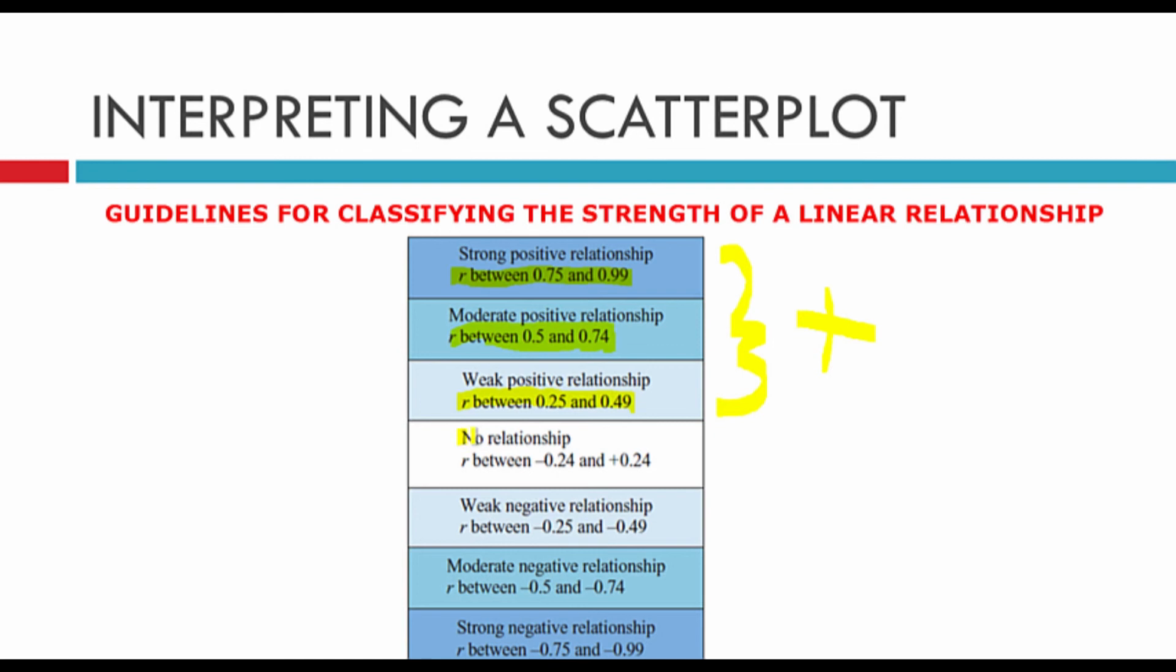Then the next one has no relationship, and that's between -0.24 and +0.24. So no relationship exists here. Then between -0.25 and -0.49, it's a weak negative relationship, which is the same as the positive, just that we're looking at the negative section. A moderate negative relationship is between -0.5 and -0.74, and a strong negative relationship is between -0.75 and -0.99. So it's the same as the positive numbers, just negative ones.